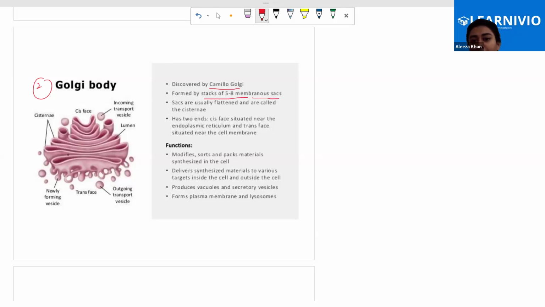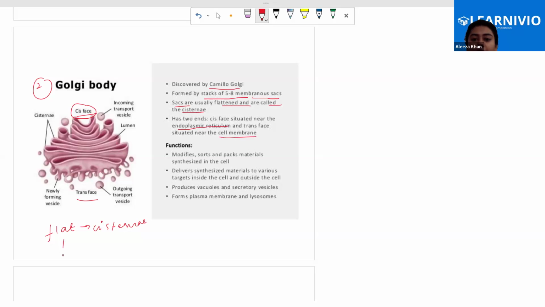Now, if you observe here, you will find the sacs and other structures which are cisterns. The sacs are flattened and are called cisterns. These flat structures are your cisterns. Now each cistern will have two faces, the cis face and the trans face. The cis face is located near the endoplasmic reticulum, whereas the trans face is situated near the cell membrane. So first of all, cisterns are the flat structures in the form of sacs.